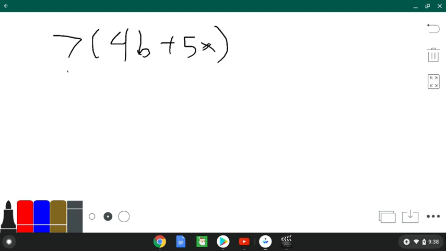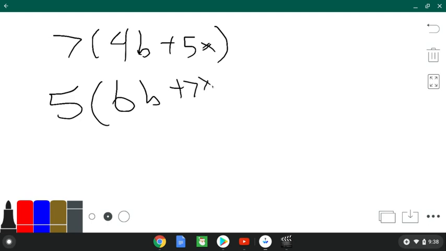Okay? So now the next problem I'm going to give you is 5 parentheses 6b plus 7x. Because I'm dumb and I can't think of another variable. So I'll give you time to figure this out. Okay. You got it. So how to explain this better is, okay, let me draw 2 lines.